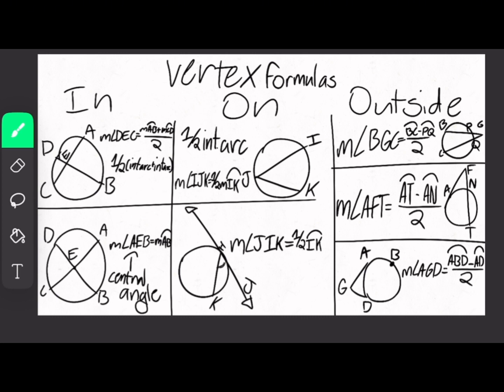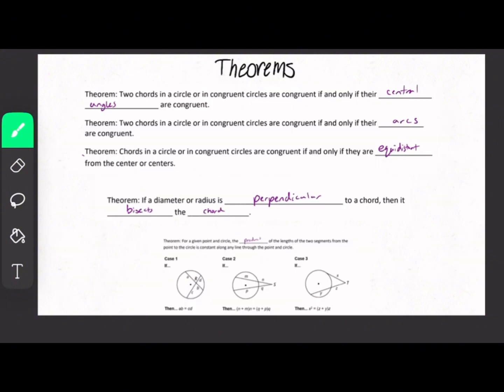So this would just be measure of the larger arc subtracted by the measure of the smaller arc once again, and then divided by 2. And yes, you get it. Again, measure of the larger arc subtracted by measure of the smaller arc divided by 2. Cool.